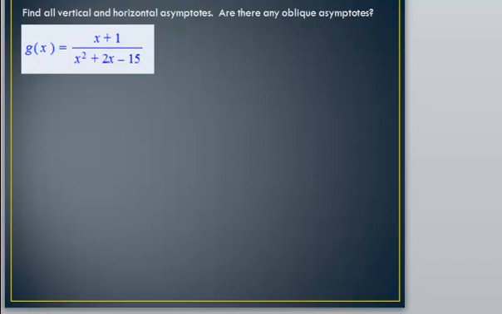Find all vertical and horizontal asymptotes, and are there any oblique asymptotes? Well, remember to find vertical asymptotes, you need to completely simplify this expression. So we have x plus 1, that's already completely factored. In the denominator, we can factor that one. Believe this is right. X squared, 5 minus 3 is 2, 15. So it doesn't look like anything can be reduced.